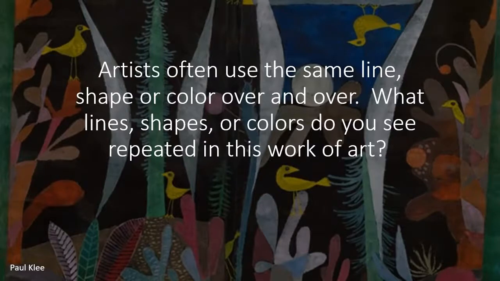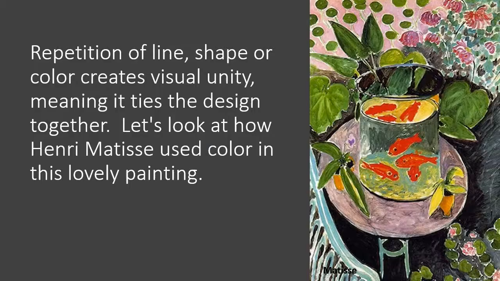Artists often use the same line, shape, or color over and over. What lines, shapes, or colors do you see repeated in this work of art? Repetition of line, shape, or color creates visual unity, meaning it ties the design together. Let's look at how Henri Matisse used color in this lovely painting.